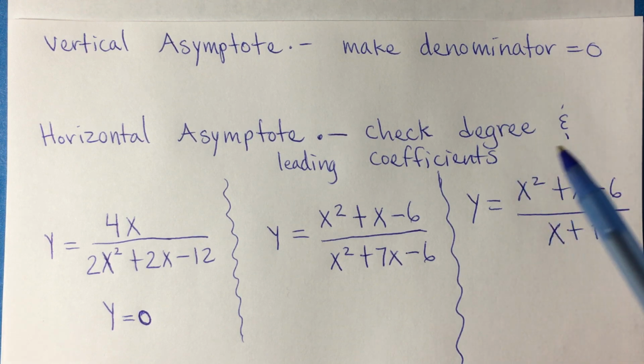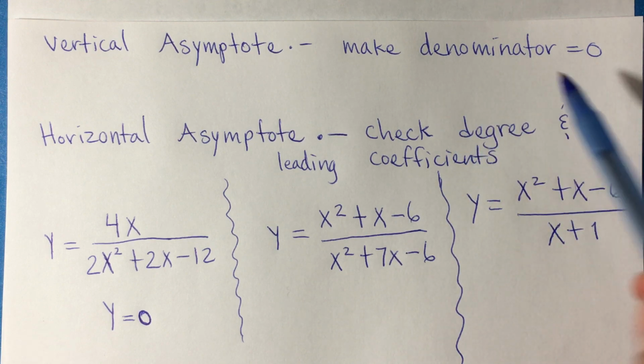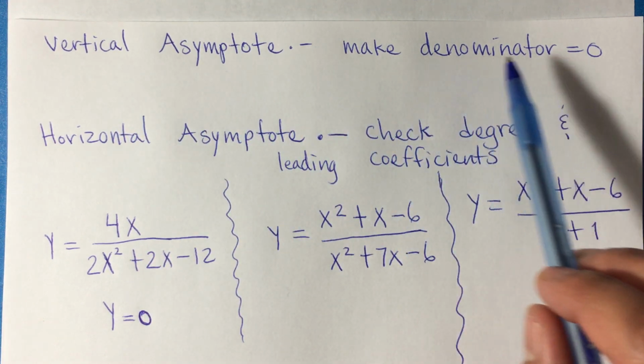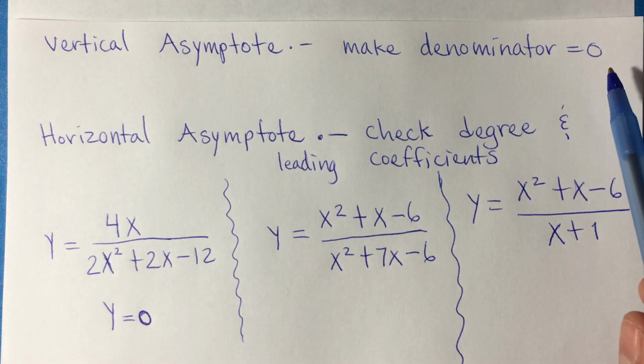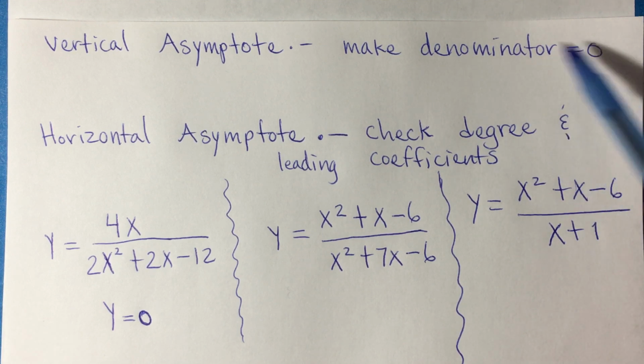And we are going to go over these ones with a specific example, but just to review, vertical asymptote is when you make the denominator equal to 0. An asymptote is a line where my graph will approach it, but it will never touch it. Again, it will make sense when we continue to see that.